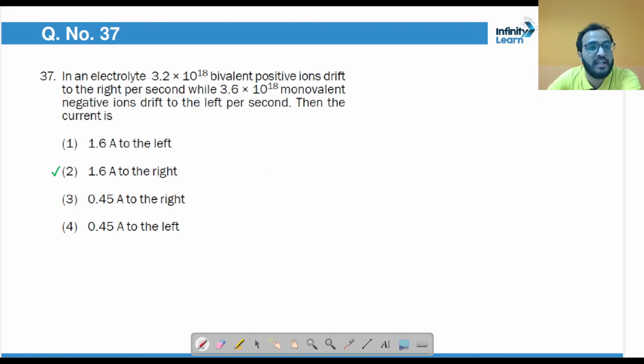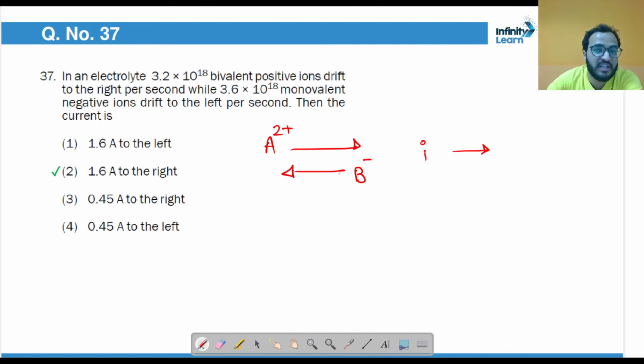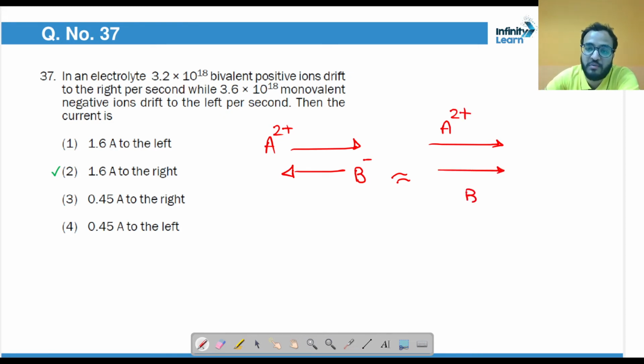Now here they are saying, in the electrolyte, bivalent positive ions, that means A2 plus ions, are moving to the right and B negative ions are moving towards left. Okay, so overall current will be to the right. So movement of negative charge in this direction is equivalent to, see, an electron going left means a proton going right. So it will become A2 plus equivalent to B plus. So overall current will be in this direction.